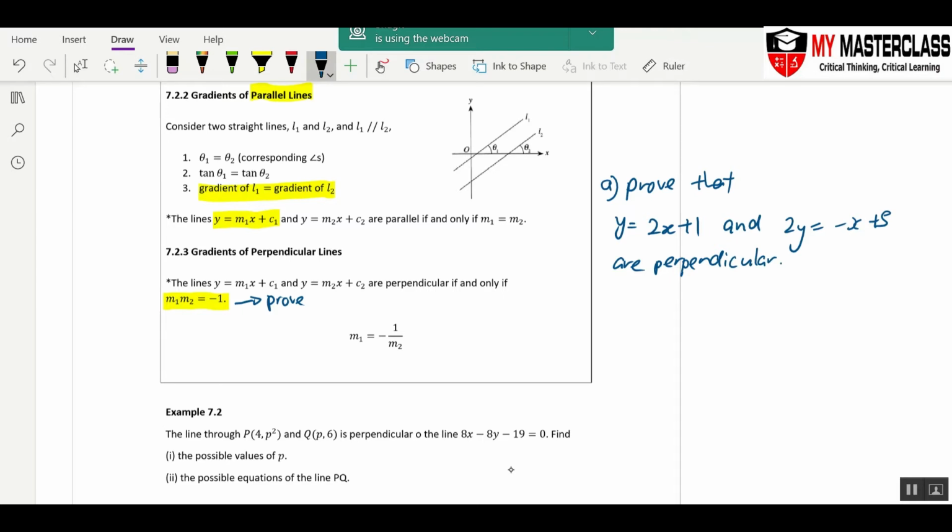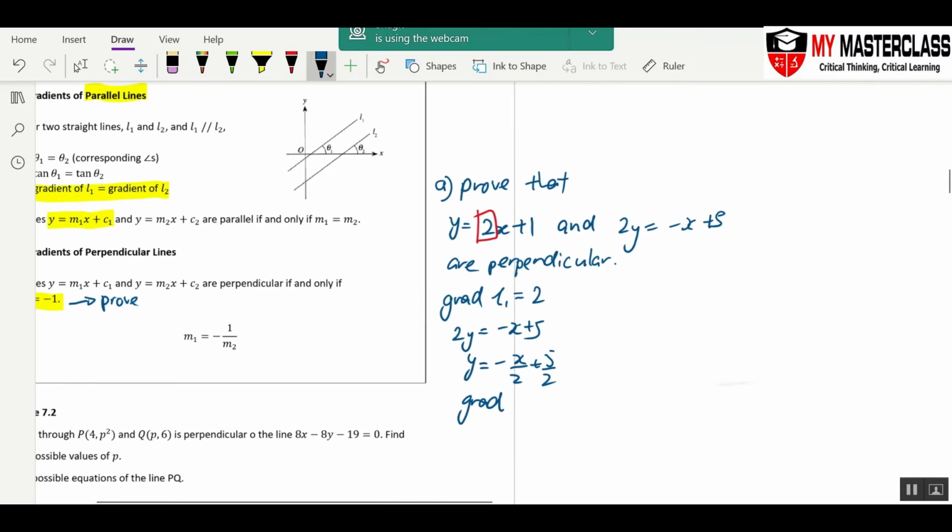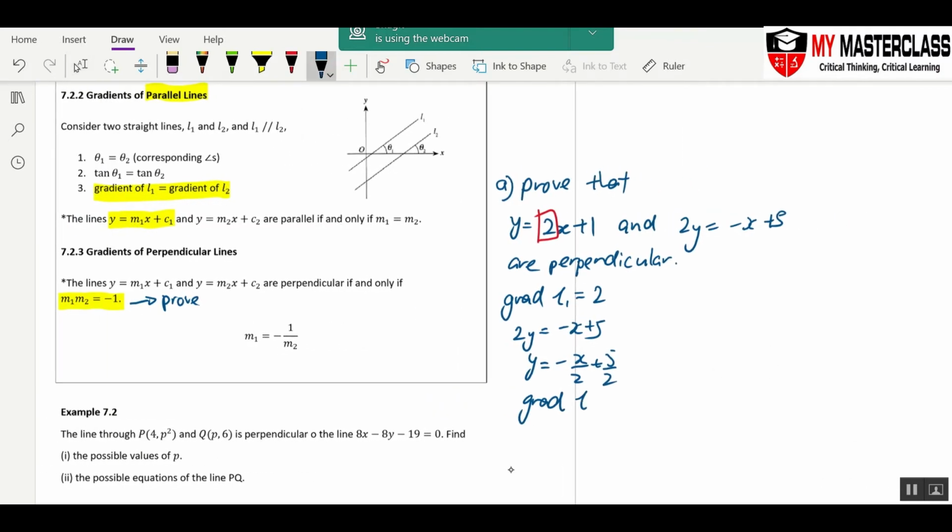So the gradient of L1 is equals to 2. From where? From here, the mx plus c. But for L2, we have to make y the subject first. So 2y is equals to -x plus 5. Y is equals to -x over 2 plus 5 over 2. So the gradient of L2 is -1 over 2. Where does the -1 over 2 come from? It is the coefficient of the x.